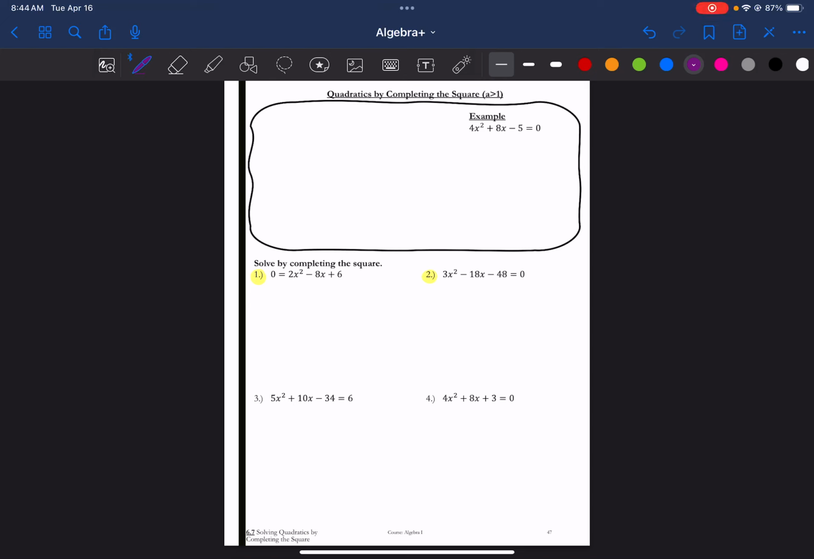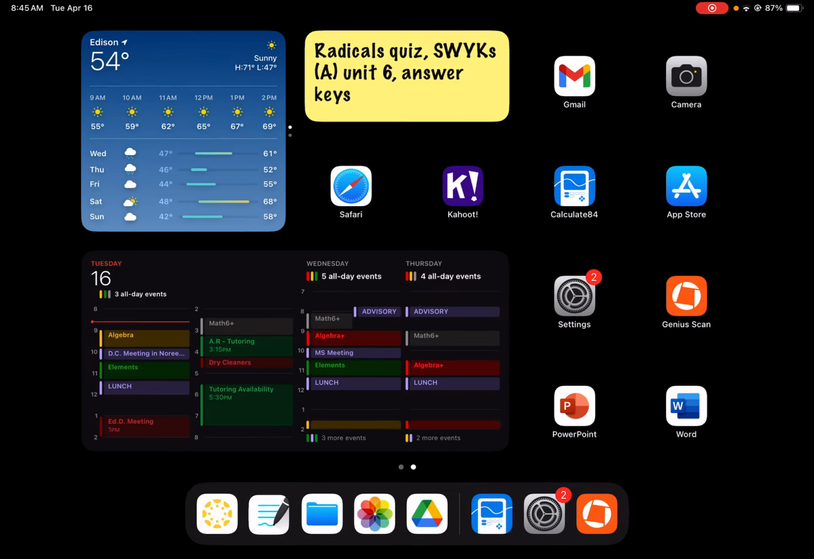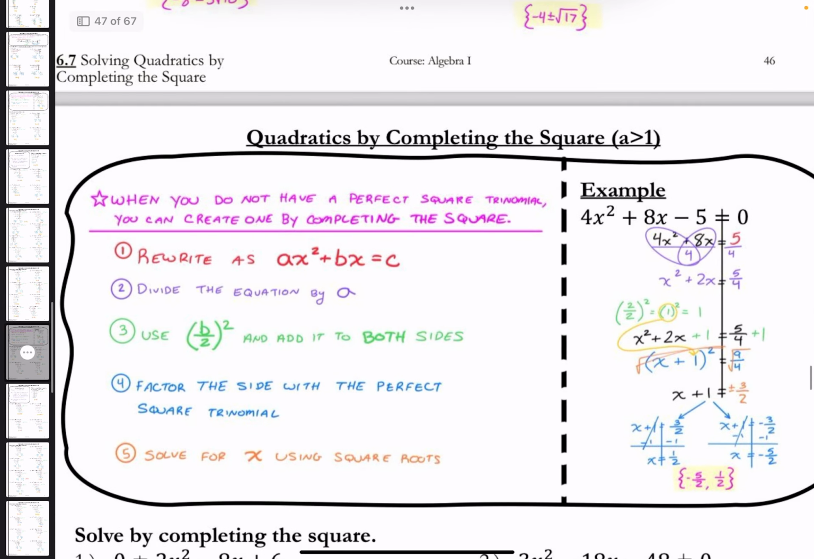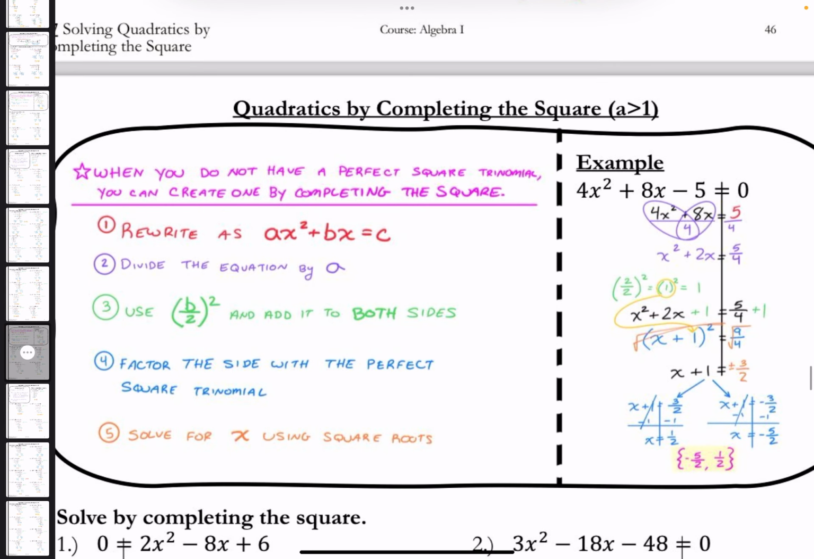All right, we're going to start with when a is greater than 1 so that we can still use completing the square. Let's go ahead and take these notes so that step by step we know what to do. Go ahead and pause the video and copy the notes.